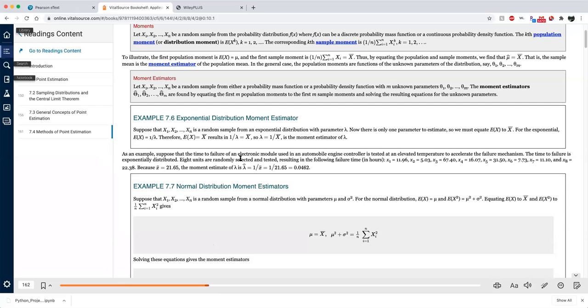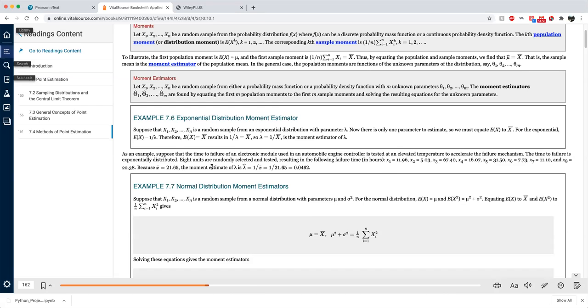So 8 units are randomly selected and tested, resulting in the following failure times, x1 through x8. And these are random samples, right? Yes. Then we can find the x bar, the sample mean. We find the sum of all the values of the random sample divided by the number of random samples, which is 8. So we can find the x bar, which is 21.65.